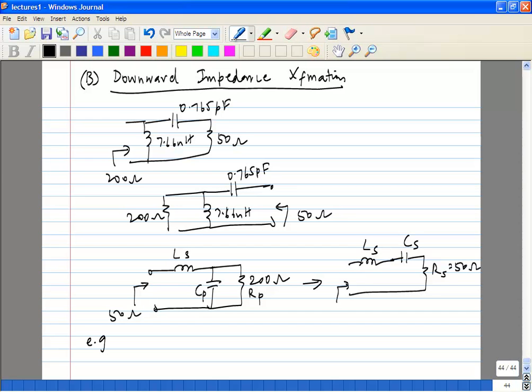So let's take an example. Obviously we know that if you want to go from 50 to 200 ohms at 2.4 gigahertz, as we did last week, we'll get the original values for the low pass network, which I think is 5.75 nanohenry for the series inductor and 0.575 picofarad for the capacitor. But what we'll do is we'll do it at a different frequency, and we want to go from 50 to 200 ohms.